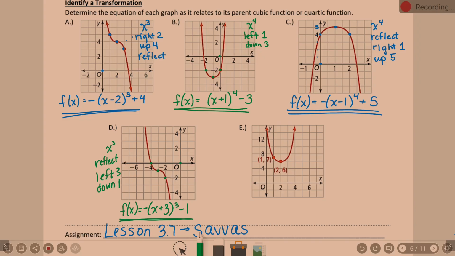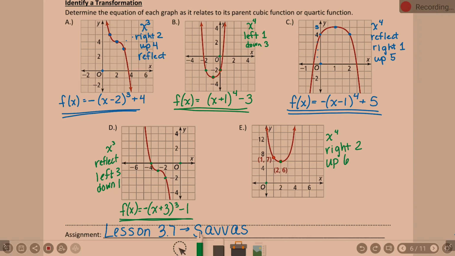One more. What do we know about E? What graph is this? This is x to the 4th. It really looks like x squared, doesn't it, the way they drew it? But, again, they told us in the directions, cubic or quartic. What do we know about this graph? That vertex went from 0, 0 to 2, 6, so that means it had to move right 2 and up 6.